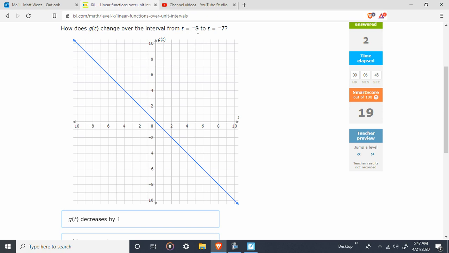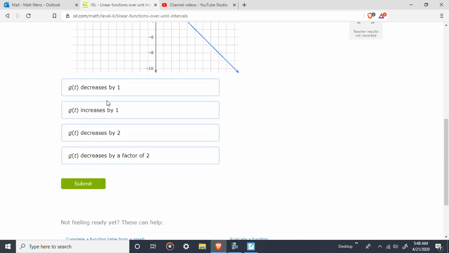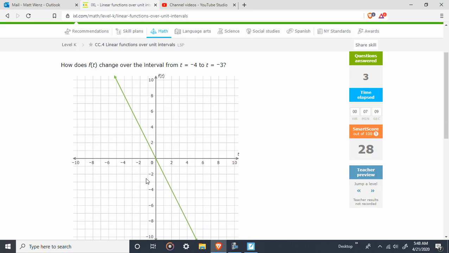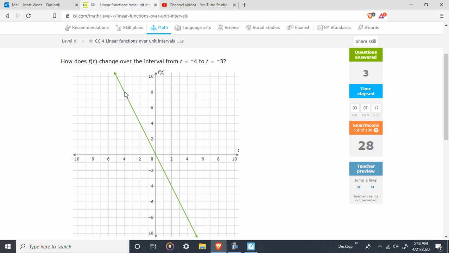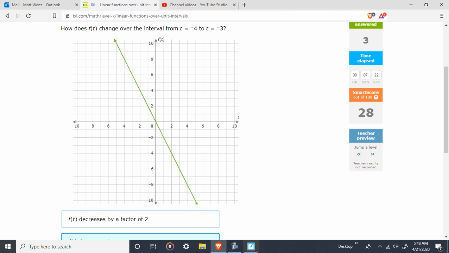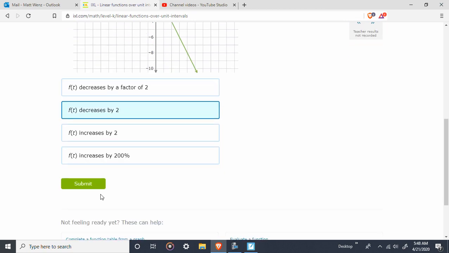So from t is equal to -8 to t is equal to -7. Well, again, t is on the x-axis, g of t is on the y-axis. So between -8 and -7, as I went up 1 from -8 to -7, I actually went down 1. So this is going to decrease by 1. From -4 to -3, I went over 1, I went down 2. So decreased by 2. If you see the line is going down, it's definitely decreasing. If you see the line is going up, it's definitely increasing.